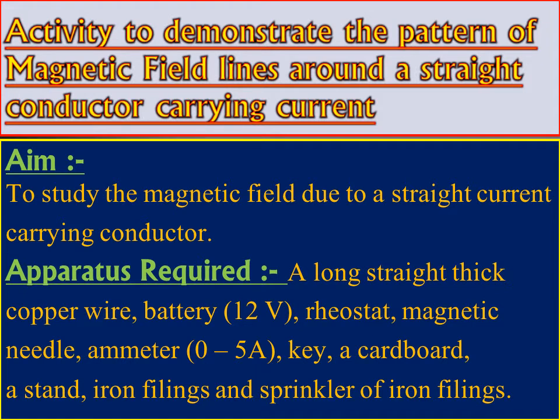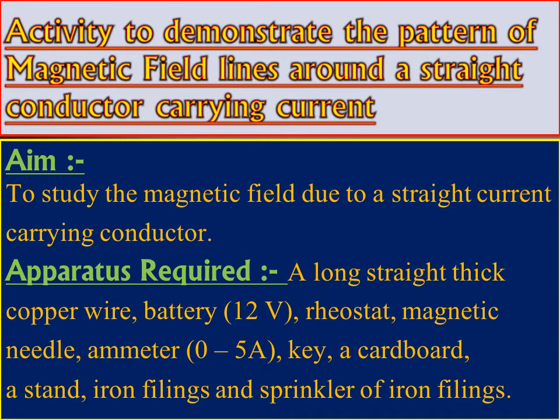So, here we are discussing an activity to demonstrate the pattern of magnetic field lines around a straight conductor carrying current. That means here the shape of the conductor is straight. When we discuss or write about an activity, first we have to mention our aim or objective. So here our aim is to study the magnetic field due to a straight current carrying conductor. Then we have to write about the apparatus or the materials required for our activity.